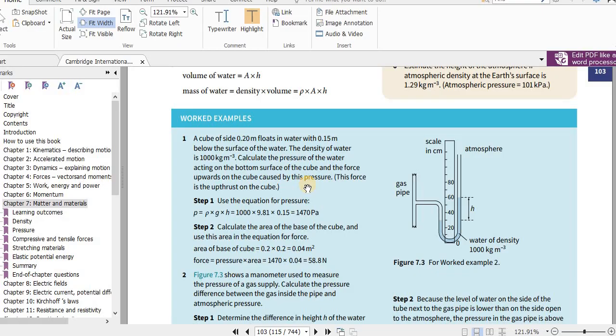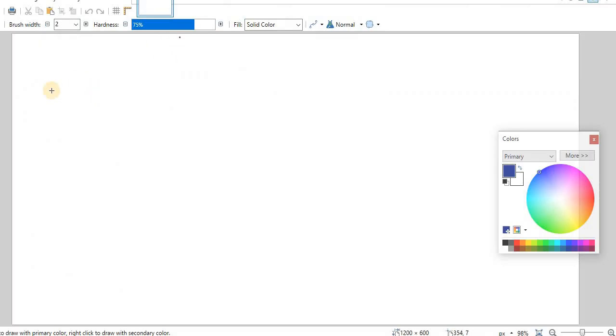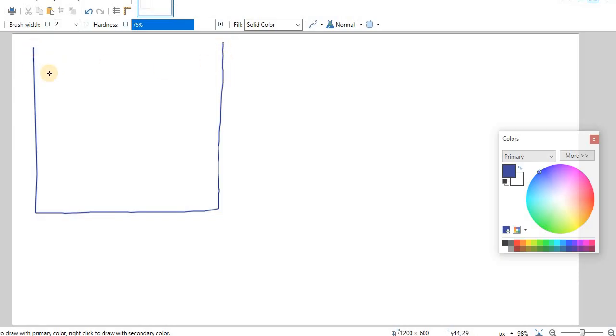So upthrust you may have learned is the difference between the force at the top and the force at the bottom. I can even draw a diagram and show you. Say for example you have an object. In this case the object is a cube and the cube is inside a liquid. So let's draw a diagram. Let's say this is the container. This container has water or some liquid. Then the cube is inside this. This is the cube I'm going to draw.